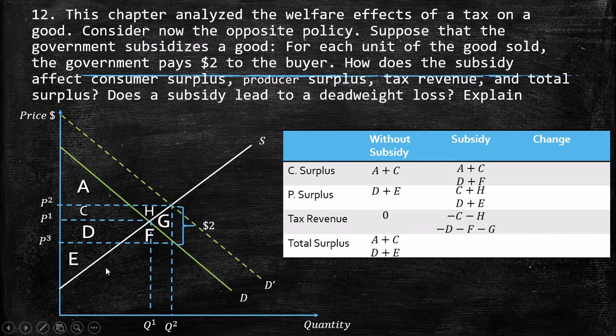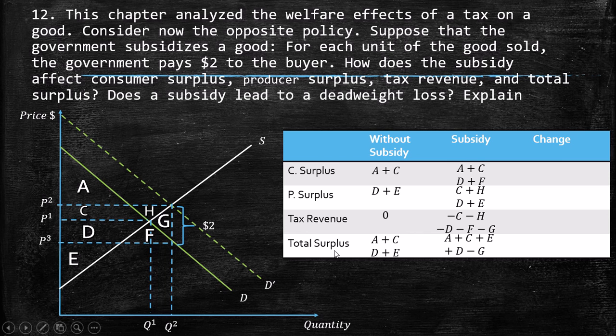What about the government? Remember that with taxes, the government has a positive because they have income. But in this case, it's not going to be tax revenue because they are subsidizing. So in this case, the subsidy is going to be negative. It's considered as spending from the government side. So it's going to be the quantity traded in the market times the subsidy. So it's going to be Q2 times the subsidy, which is going to be C, H, G, F, and D.